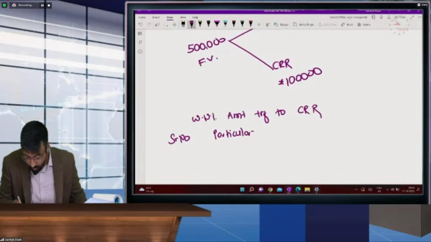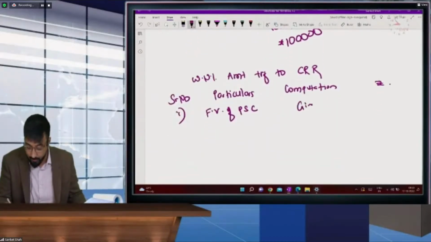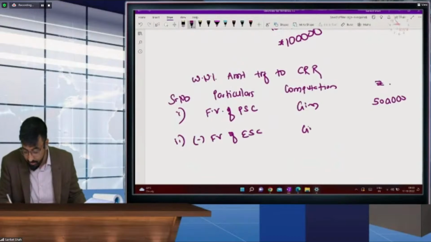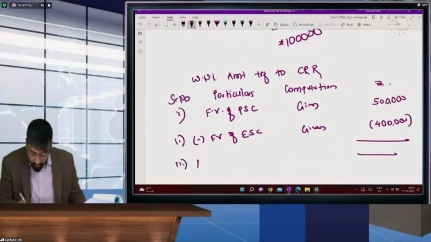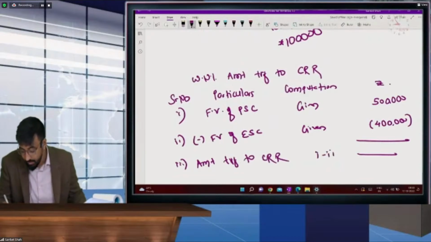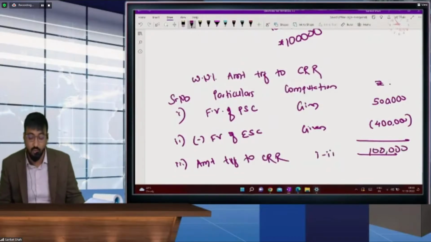serial number, particulars, computation, rupees. Roman 1, face value of preference share capital given. It's 5 lakhs. Roman 2, less face value of equity share capital, it is also given, 4 lakhs. Roman 3, amount transferred to CRR, 1 minus 2. This is a very simple presentation. 1 lakh.